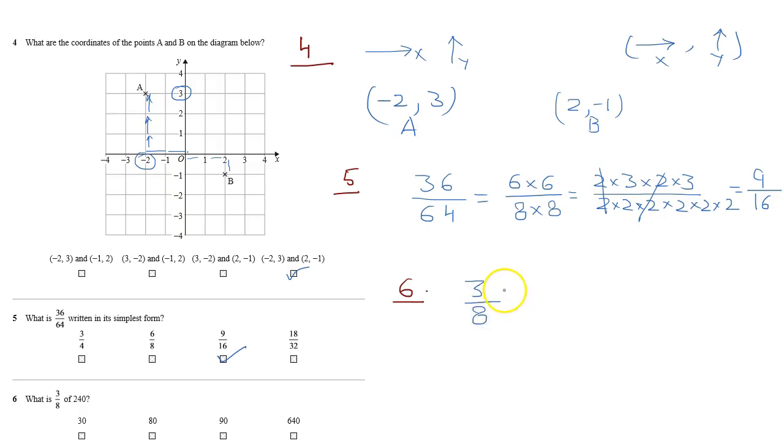3/8 of 240 means 3/8 multiplied by 240. Now check the table of 8. 8 times 2 is 16, and 8 times 3 is 24. So that is 3. Remaining is 0. So 30 times 3 is 90. That is the answer.